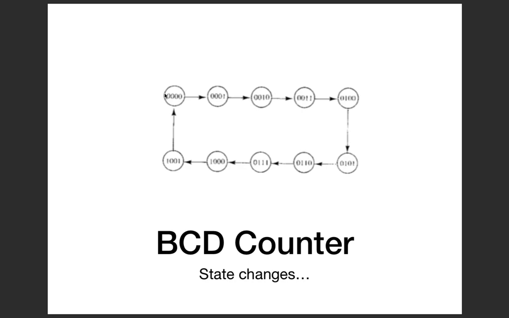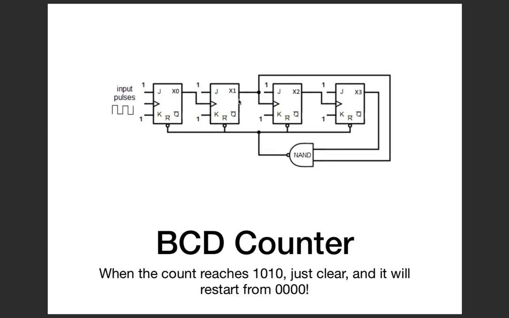Whenever the count reaches 10, that is 1010, we need to cycle it back to 0. Or in essence, whenever the count reaches 1010, we need to clear all flip-flops and make it back to 0. So that is what this is actually going to do.